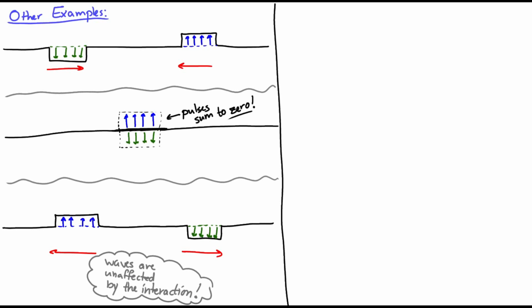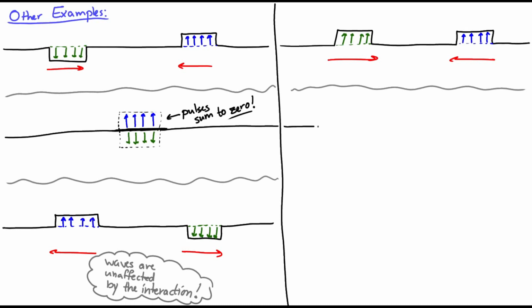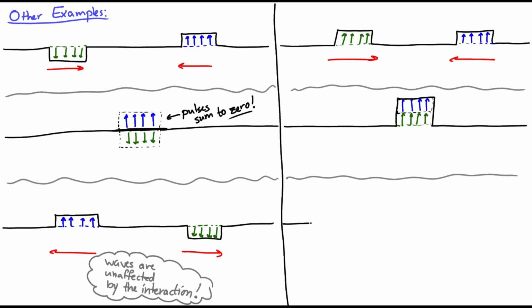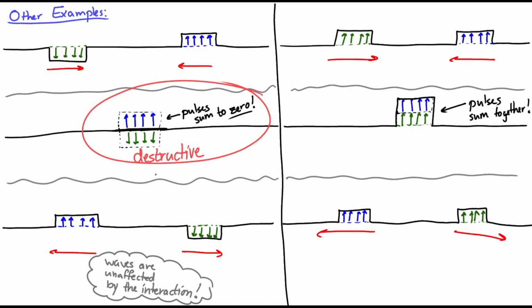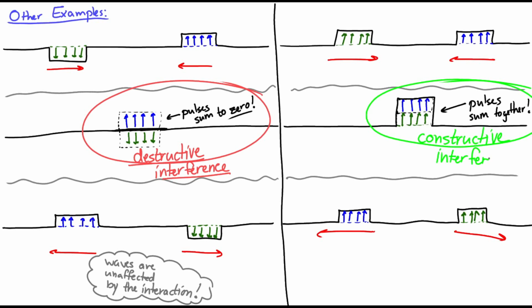Now let's imagine if we have two pulses that look like this approaching each other, two kind of positive pulses. Well, when they overlap perfectly, the two pulses will add together to make a big pulse. And then afterwards, they pass right on through each other, and they're unaffected by the interaction. Now, that situation up here where the two come together and they cancel each other out, we call that destructive interference. And the situation over here where they combine and make a bigger displacement, we call that constructive interference.